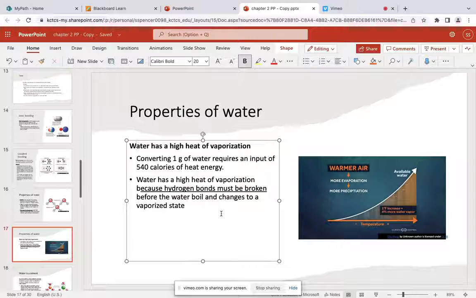We have to put in so much heat in order for us to break those bonds. So again, just kind of want you to realize that it has a high heat of vaporization. Nothing really more important than that on this slide. Just kind of giving you guys some details so it helps you better understand. So we'll go on.